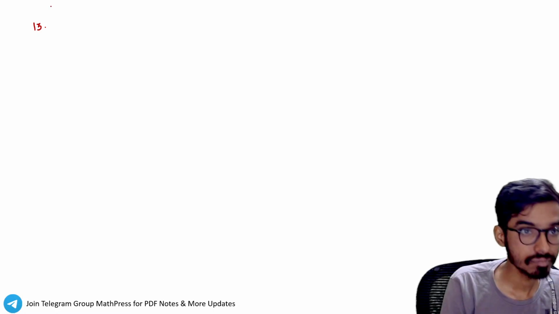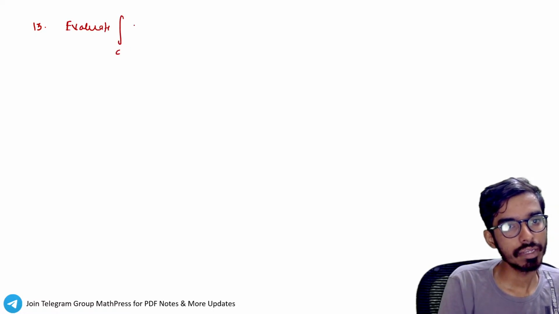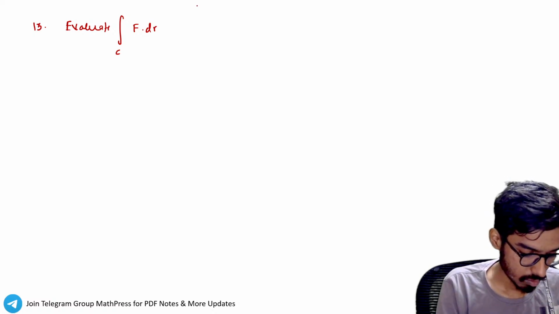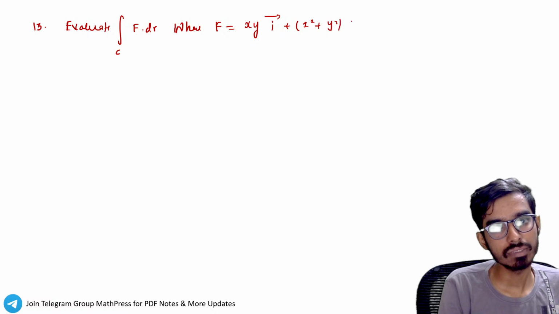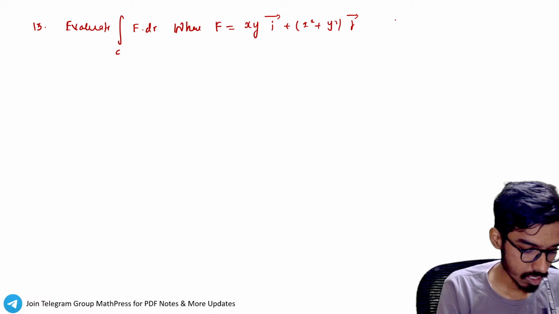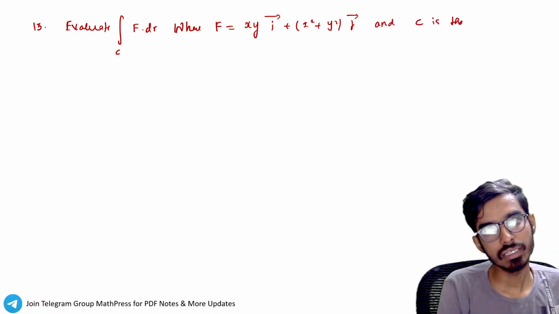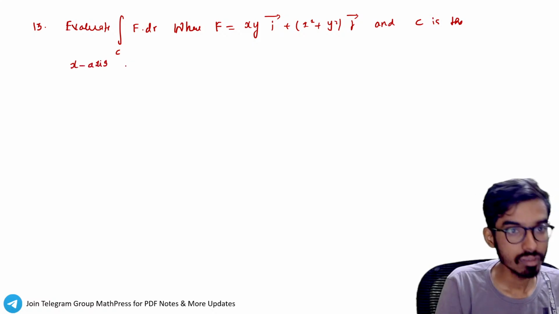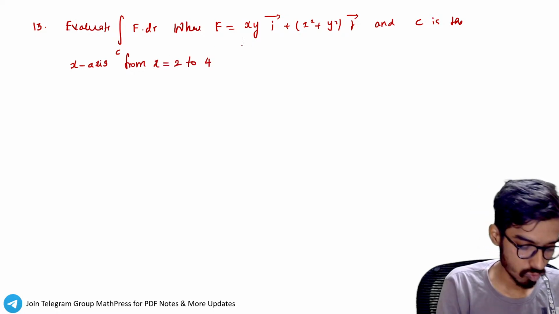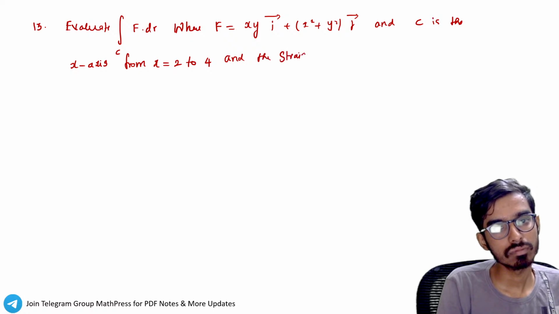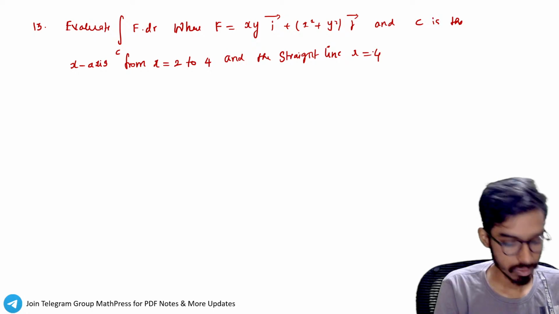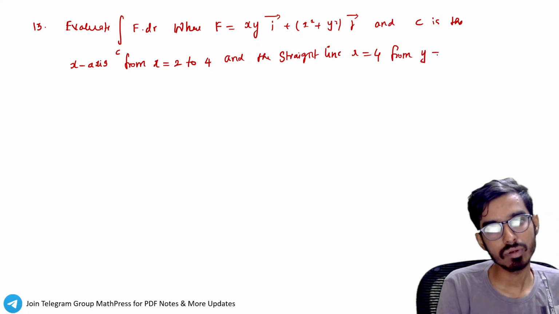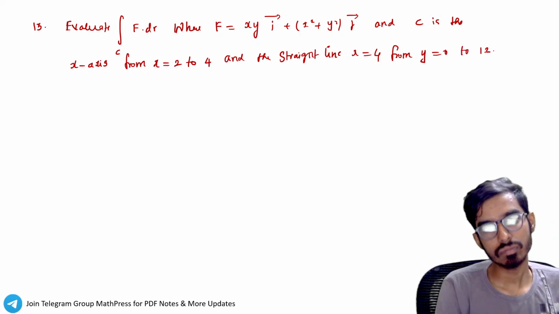So evaluate the integral over c of f dot dr, where f is x y i vector plus x square plus y square j vector, and c is the x-axis from x is equal to 2 to 4, and the straight line x is equal to 4 from y is equal to 0 to 12. Very simple problem.